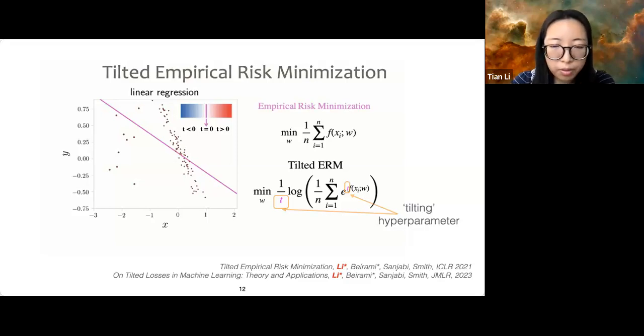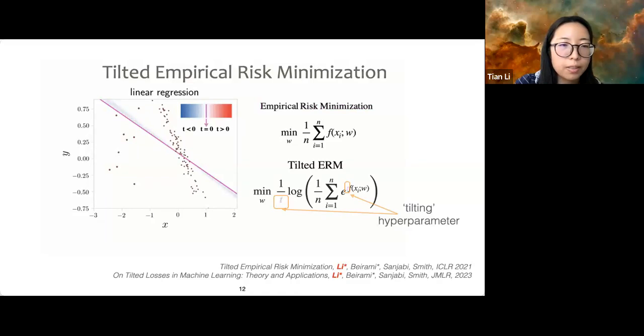But different from q-FFL, here we also allow for t, this hyperparameter, to be negative. So when t is negative, small losses will be overweighted. And I'll talk about this later, that focusing on small losses can prevent overfitting to corrupted data.